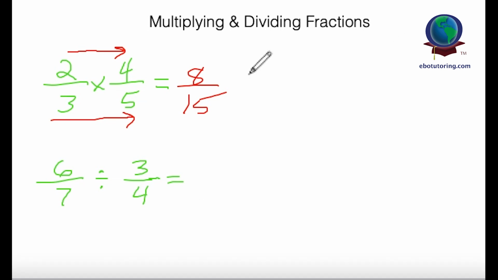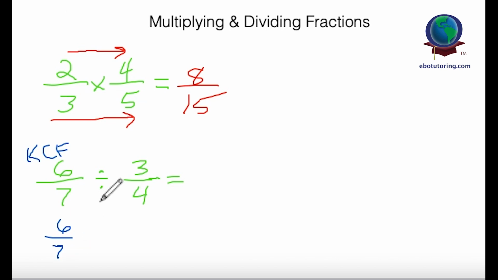Okay, now let's do division. Folks, division is just as easy as multiplication, except for one extra step. And this extra step is introduced in these 3 words: keep, change, flip. The KCF. Let me show you how keep, change, flip works. It's really easy. To divide fractions, you're going to keep the first fraction. So the first fraction is 6 over 7. We're going to rewrite that down here.